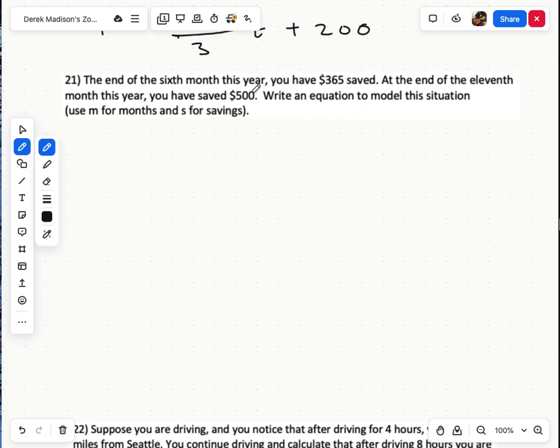I happen to have looked ahead, and the next problem is inconsistent in the way that they listed this. Time is almost always your independent variable.